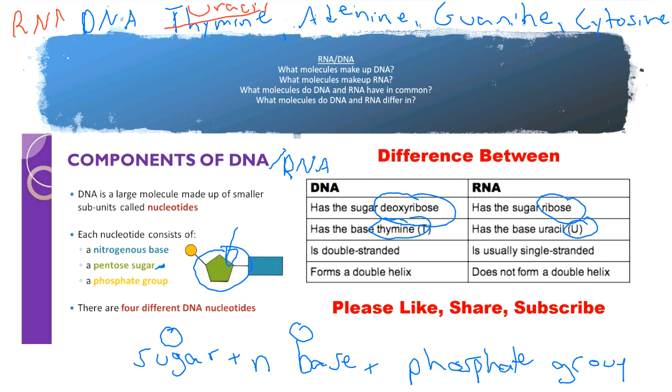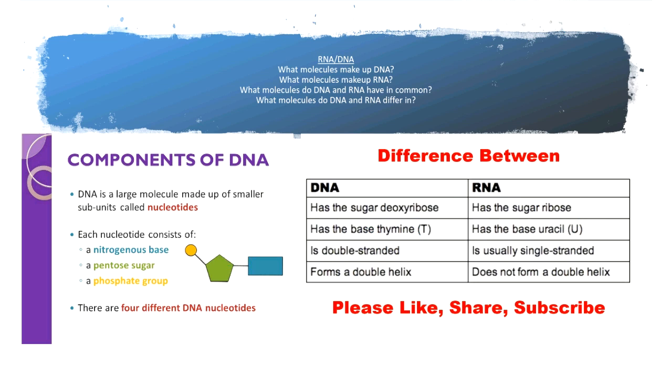So let's review these questions once again. What molecules make up DNA? What molecules make up RNA? We said the nitrogenous bases, the pentose sugar, and the phosphate group, which is right here. So the molecule that DNA and RNA have in common is the phosphate group, honestly, because the pentose sugar is different. We said deoxyribose for DNA, ribose for RNA.